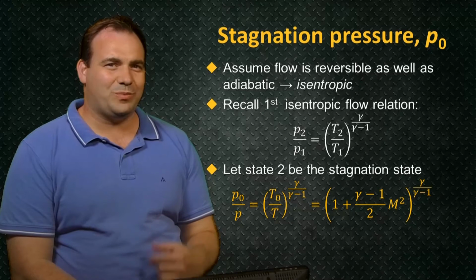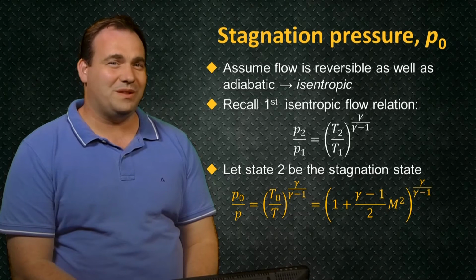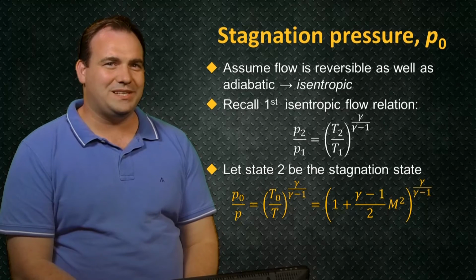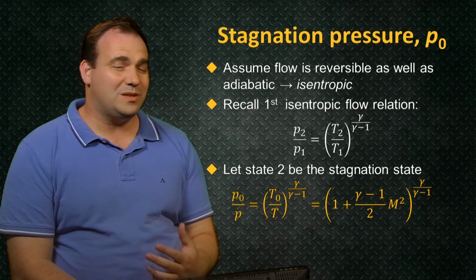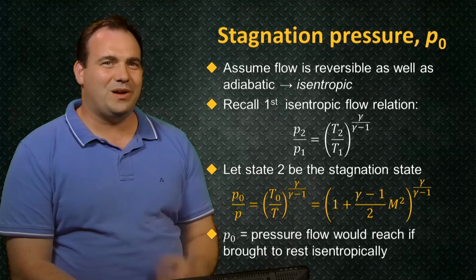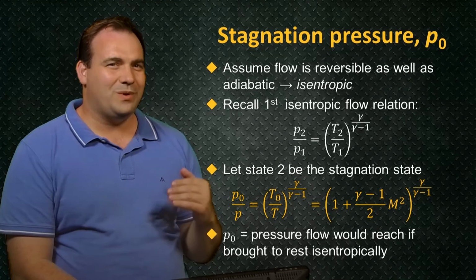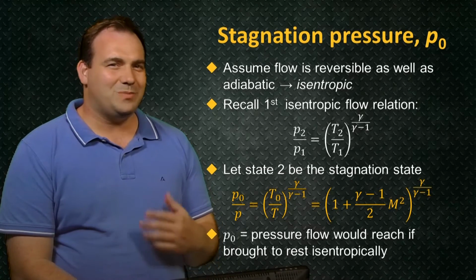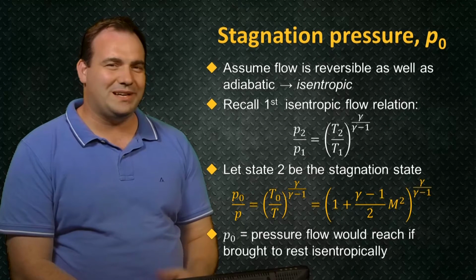If we use the expression for T0 over T from the last unit, we see that the stagnation to static pressure ratio is given by 1 plus gamma minus 1 over 2 times the Mach number squared, all to the power of gamma over gamma minus 1. This is the factor by which the pressure would be multiplied if the flow at Mach number M was brought to rest by an isentropic process. Let's make use of this equation to solve an example problem.